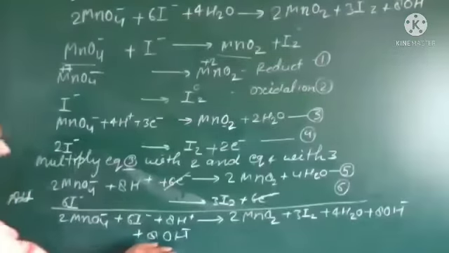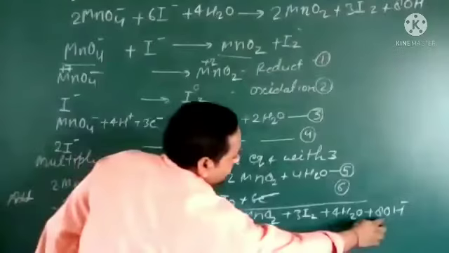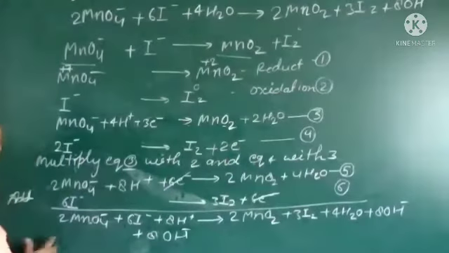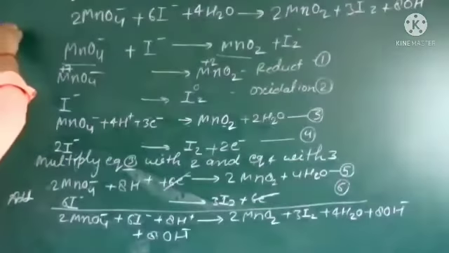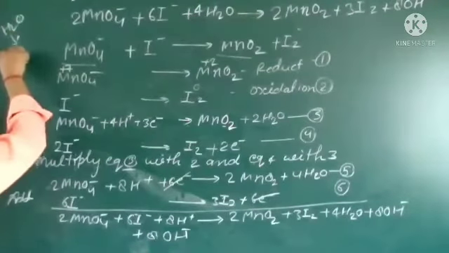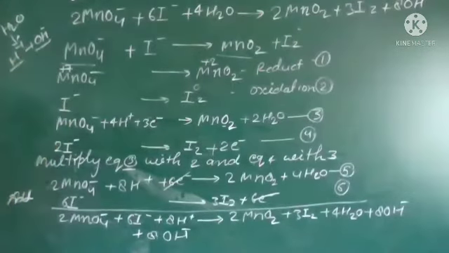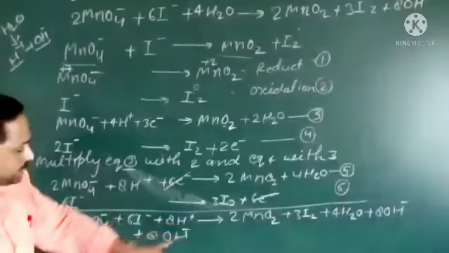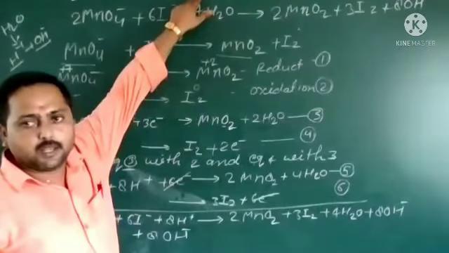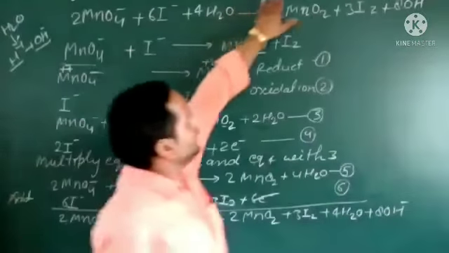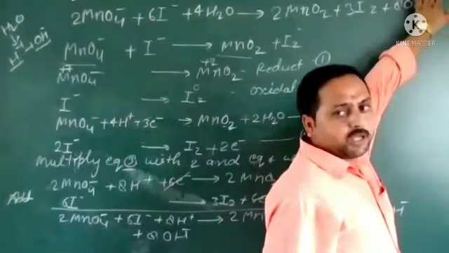What I have done here: there was 8H+, so I have added 8 OH- on both sides. And here I wrote this equation again, just to show that if we break H2O, it breaks into H+ and OH-. This H is the same and OH is the same. So if we have 8H+ and 8OH-, we can write 8H2O there. So I have written that. And 2MnO2, 3I2, 4H2O, and 8OH-.